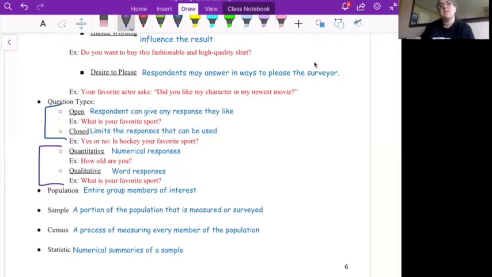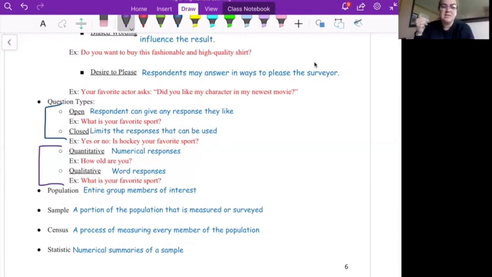And depending on who you're surveying, there is different vocabulary that we use. The population is the entire group of members of interest. So let's say our population is the students of Highlands Ranch High School. A sample is the portion of the population that is measured or surveyed. So for example, a sample could be, I'm going to measure 5 homerooms from each grade level. That would be a sample.